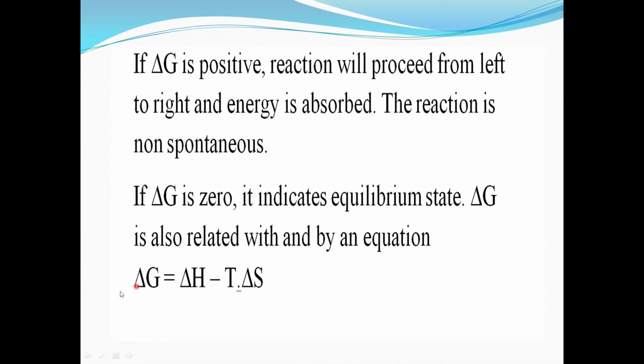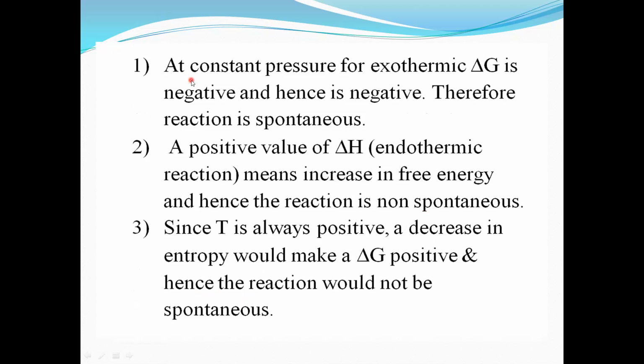एंड डेल्टा जी इज रिलेटेड बाय एन इक्वेशन. We have already seen that equation, that is delta G is equal to delta H minus T into delta S. We obtain that equation also. Now at constant pressure, for exothermic reaction, delta G is negative, and hence the reaction is spontaneous.